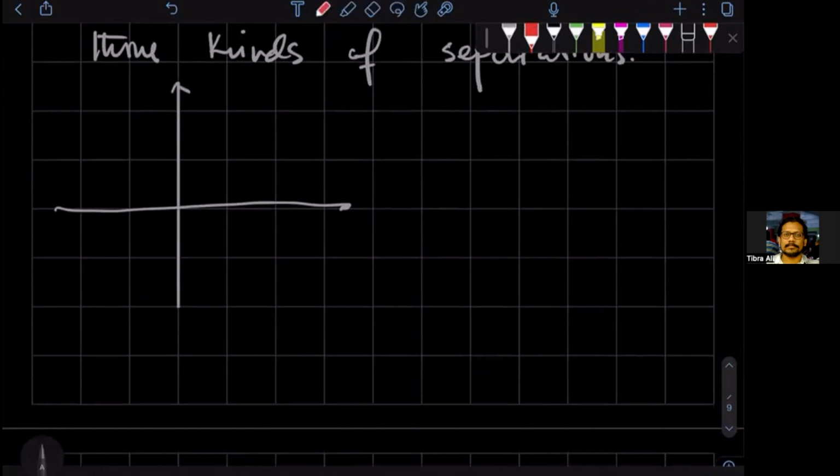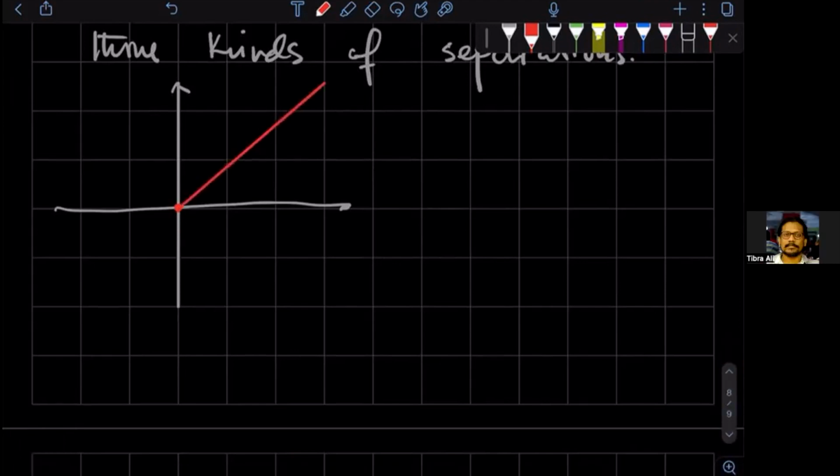can someone tell me, if there's a beam of light or a pulse of light that emanates from t equals 0 at the origin, what would be its trajectory? 45 degrees. Yeah, 45 degrees, and that's because I have chosen the speed of light to be 1, right? And then we can also extend it backwards. So this is known as a light cone.